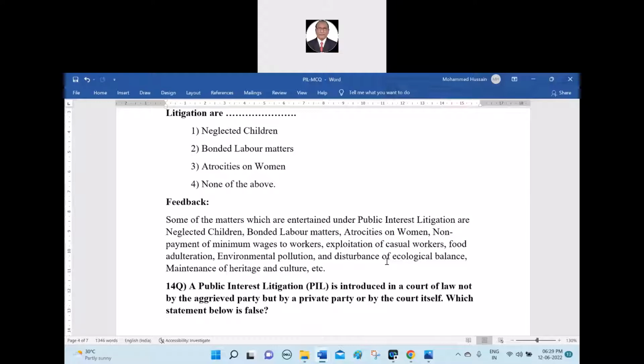Okay. Yeah, it is an old case, but I could not remember the case law. Anyway, okay, let us see that. Now atrocities on women also come under public interest litigation. Non-payment of minimum wages to workers also comes. Exploitation of casual workers, food adulteration, environmental pollution and disturbance of ecological balance, maintenance of heritage and culture. Even that also comes under it, like Taj protection.